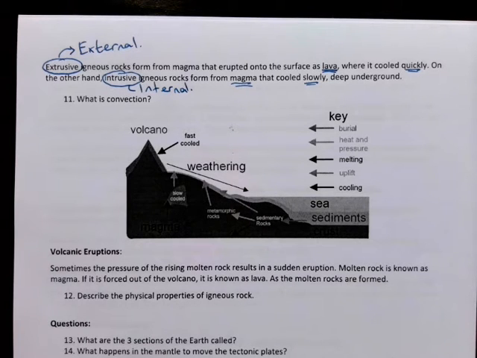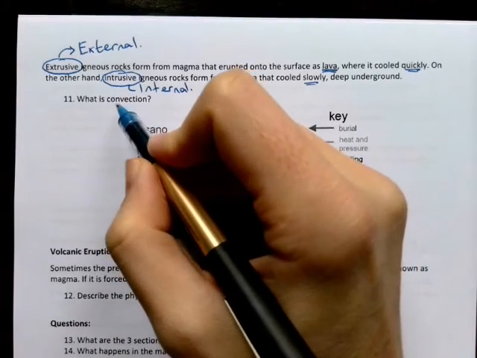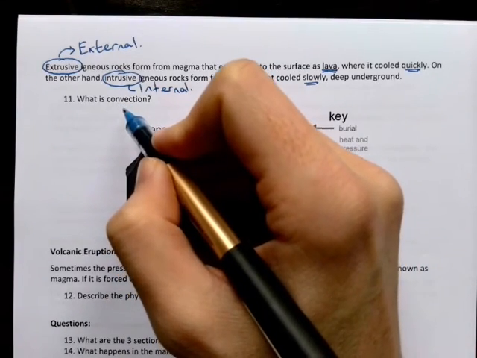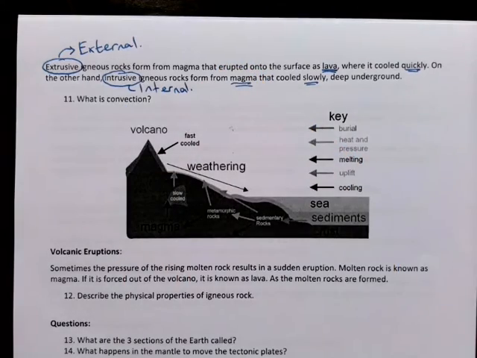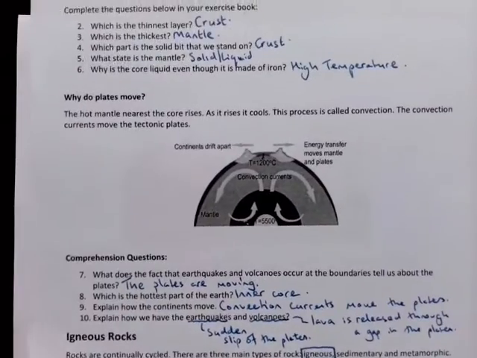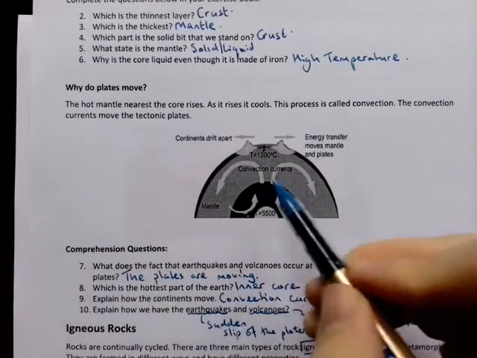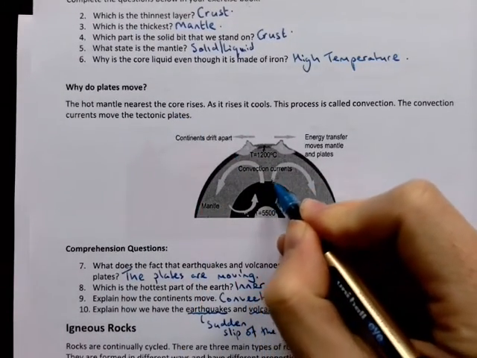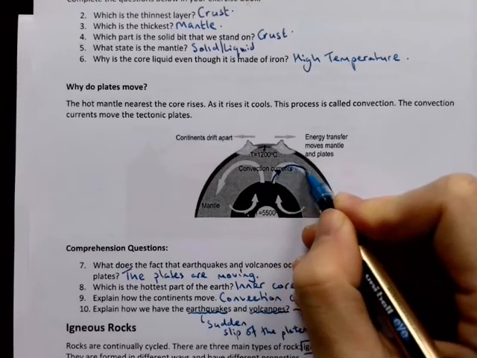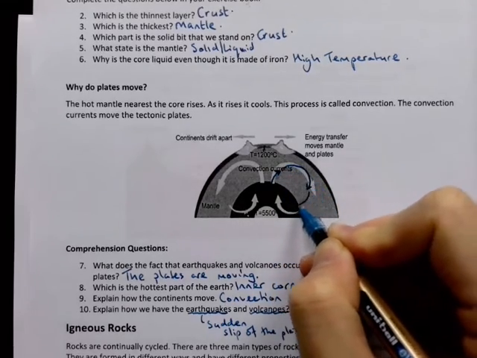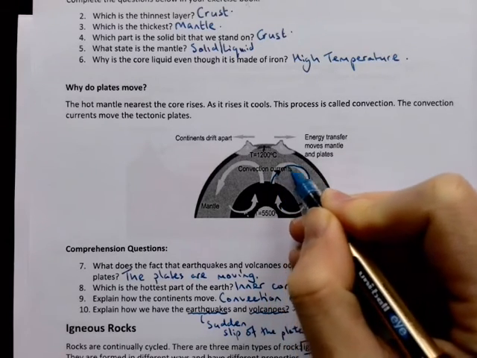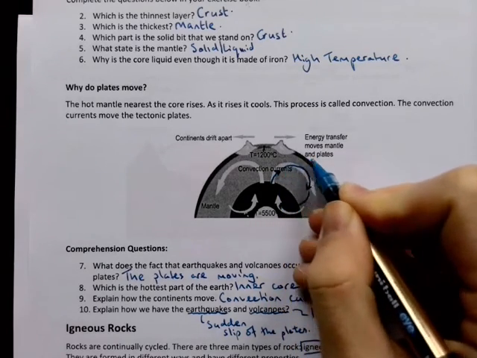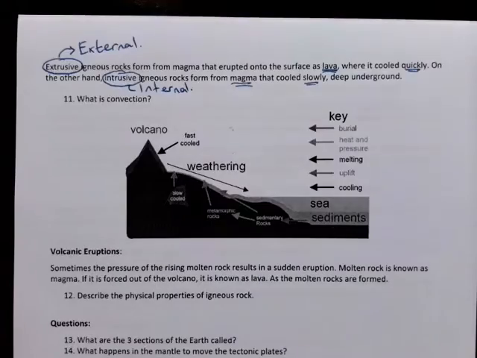Okay, so let's answer some of these questions. What is convection? Remember, convection is that when the hot mantle rises, okay, so the hot mantle near the core rises, so it goes up like this, and then it cools and starts to come back down and goes back into the mantle. Okay, so it's that sort of circular motion going around. That's convection, and that's what's moving the plates. All right.